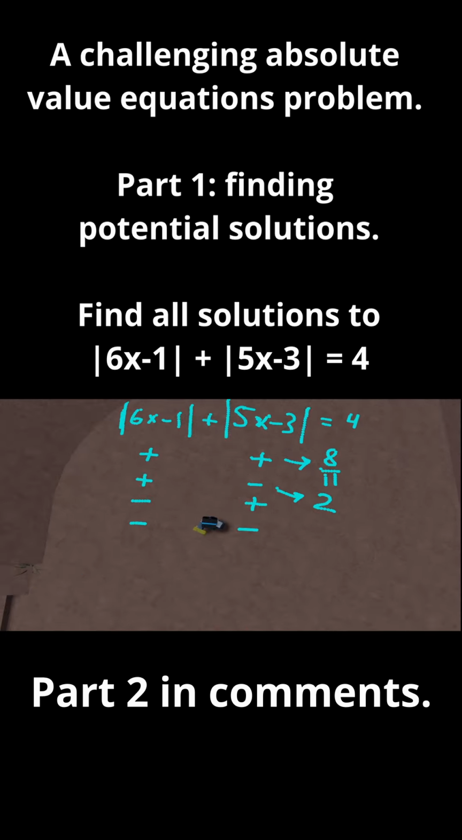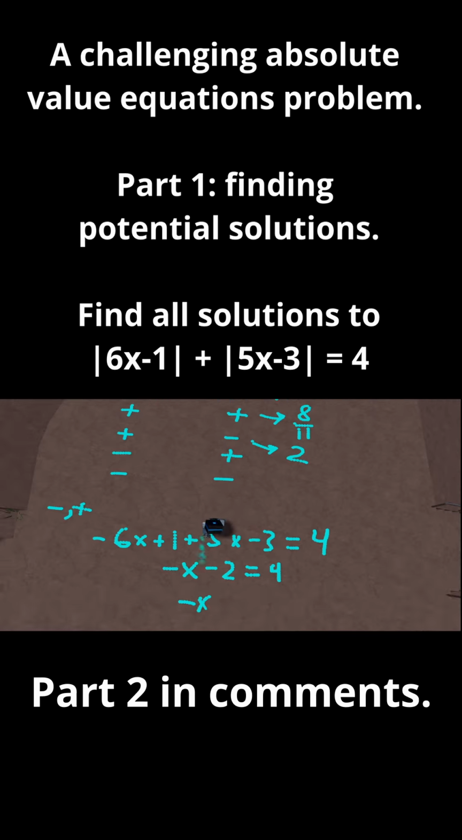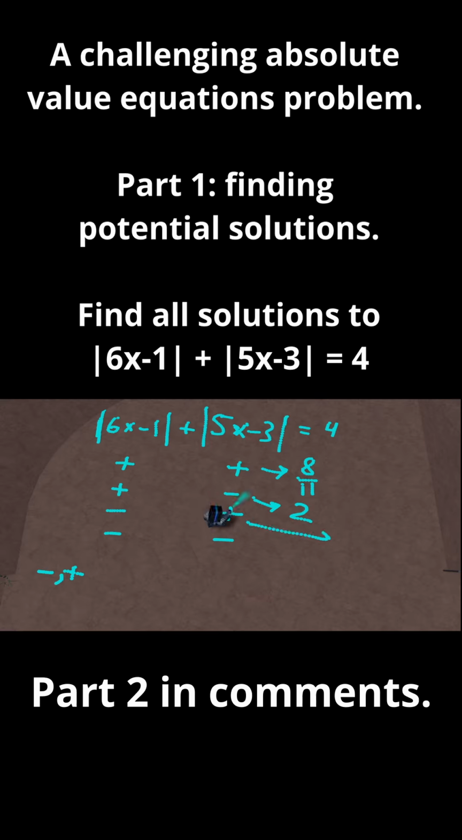Now we need to think about the minus plus case. So what I'm going to do is take 6x minus 1 and make it negative. That's actually minus 6x plus 1 plus 5x minus 3 is equal to 4. To solve this, minus 6x plus 5x is minus x, then 1 minus 3 is minus 2, is equal to 4. And then we'll have minus x is equal to 4 plus 2, which is 6, because I added 2 to both sides, which means x is simply equal to negative 6. So that's another solution. Let me just say that this gives us minus 6 as a solution.